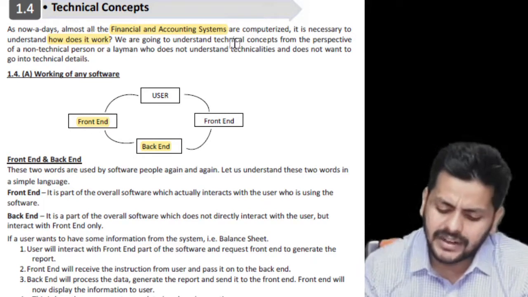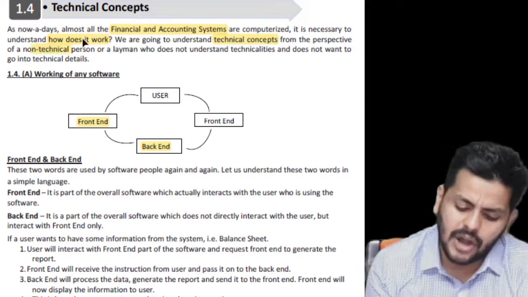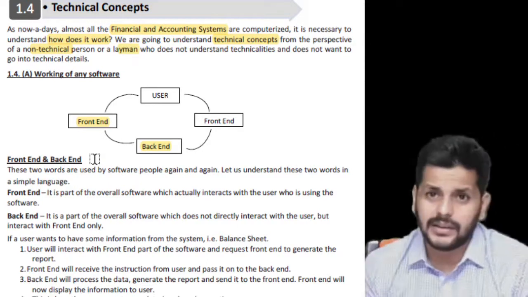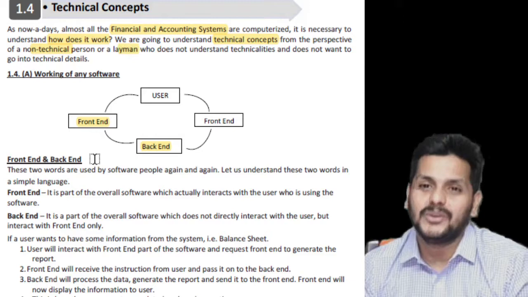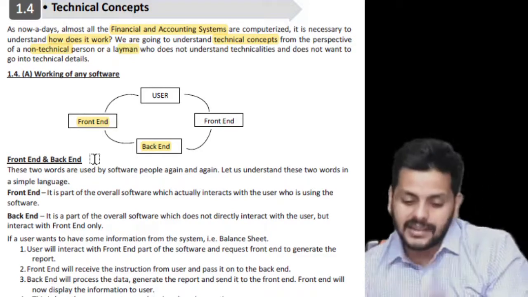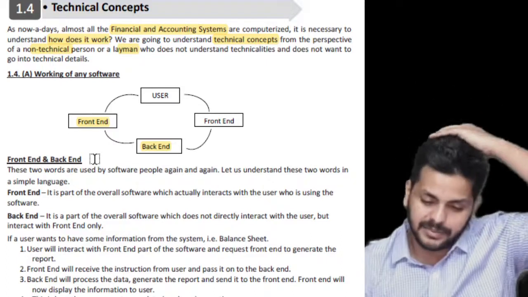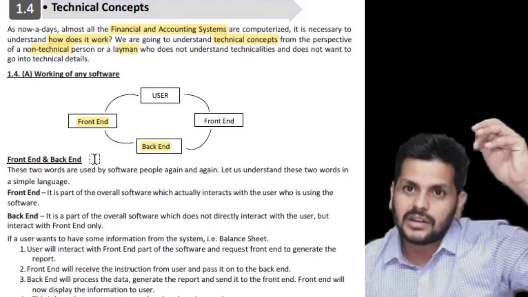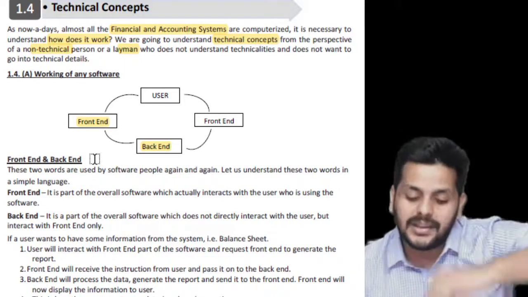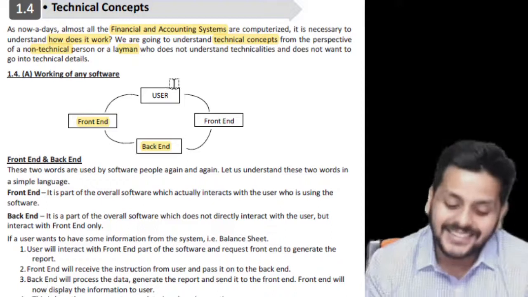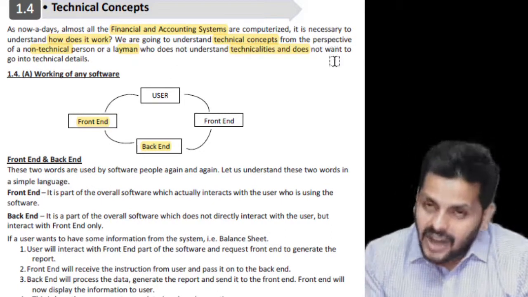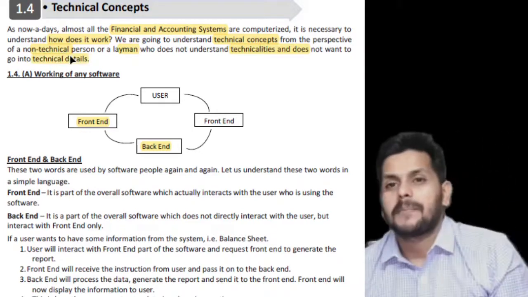We are going to understand the technical concepts from the perspective of a non-technical person, or a layman. That means they are talking about you here. I'm not trying to demean you. But going by that line, in this example, you are that non-technical layman who doesn't understand. Sorry, it sounds like I'm scolding. I'm not scolding. Your book itself is telling that you don't know, so please understand. This topic is discussed in the context of a layman who does not understand the technicalities, nor wants to go into technical details.